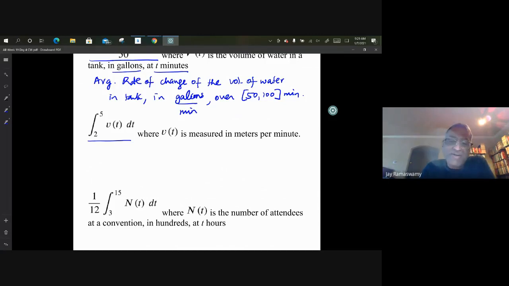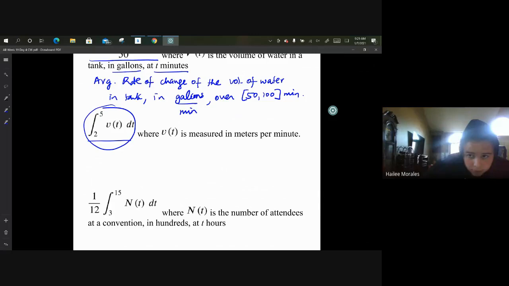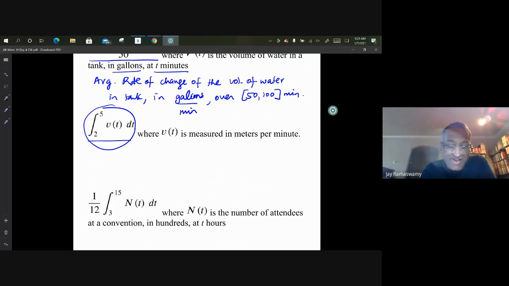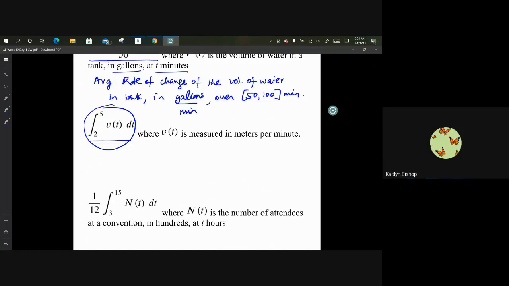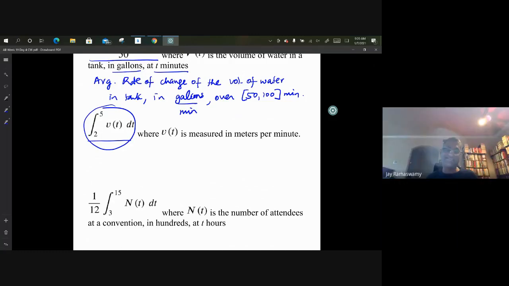Now I'm checking how many of you have good memories. Anybody remember what that reminds you of? Average? No, it is not average. Displacement. She's coming prepared to class. It's the integral of velocity, displacement. But otherwise, I'm showing you a trick.